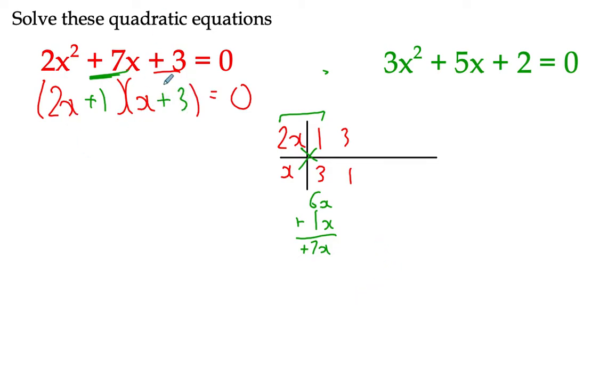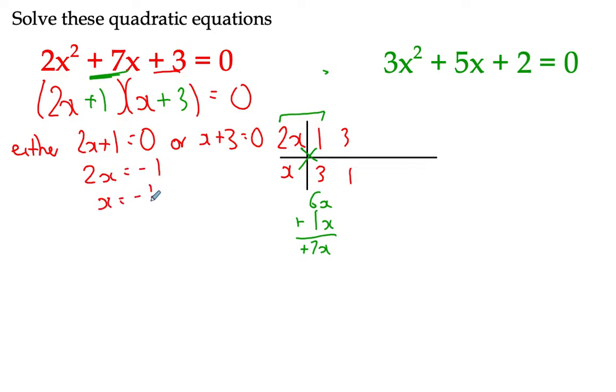And what this throws up, same idea, two numbers multiplied together to give a 0, either 2x plus 1 equals 0, or x plus 3 equals 0. And this will be the first time that we're going to end up with a fractional answer because of this multiplier. So we can take 1 away from both sides to say that 2x is negative 1, halve both sides, and we end up with x equals negative a half. For the other one, x equals negative 3. So our solutions in this case are x equals negative a half and x equals negative 3.